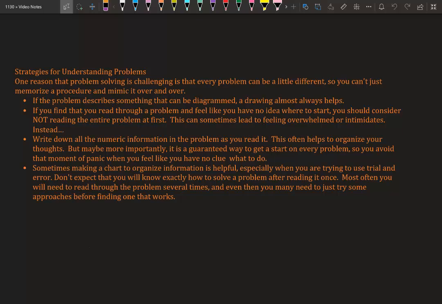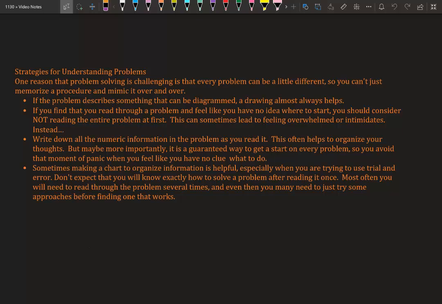Write down all the numeric information in the problem as you read it. This often helps to organize your thoughts. But maybe more importantly, it is a guaranteed way to get a start on every problem, so you avoid the moment of panic when you feel like you have no clue what to do. So just bringing out numbers and saying, this means this, we're saying you're making this much money. When you bring out the information, you're not stuck. You're already doing stuff. Sometimes making a chart to organize information is helpful, especially when you are trying to use trial and error.